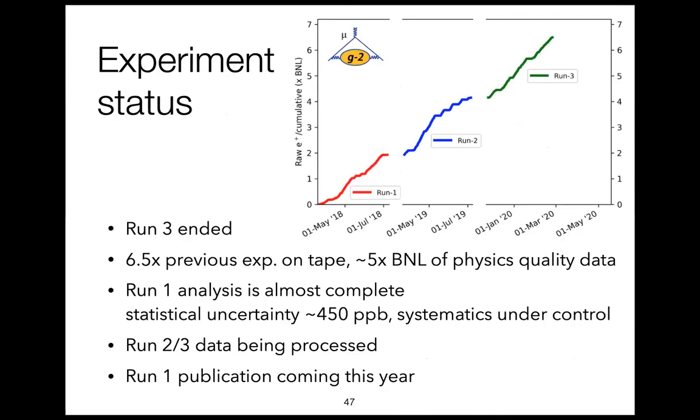The experiment finished its 3rd year of data taking. We have roughly 7 times more data on tape than the previous experiment. After applying physics quality data cuts, it might be 5 times more. The run-1 analysis, which is 450 ppb, is almost complete, and the systematics appear to be under control. The data from the other 2 years have been processed at the moment, and the run-1 publication is definitely coming this year.